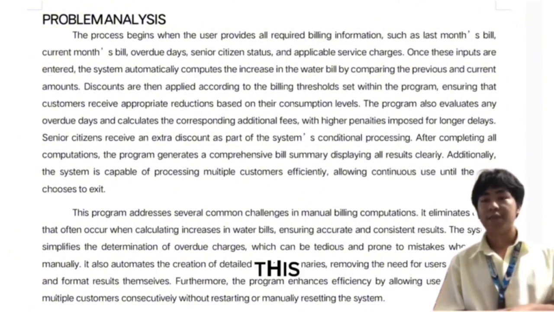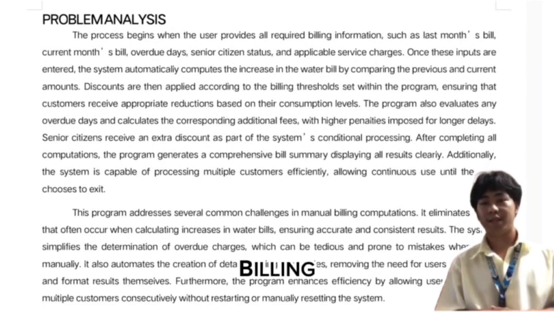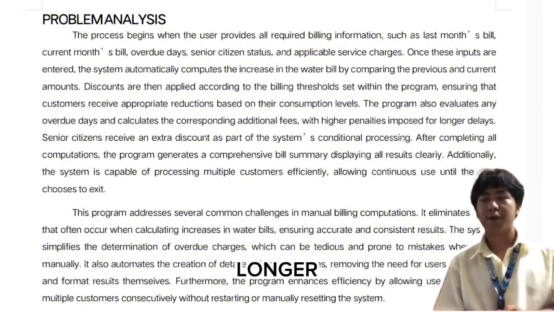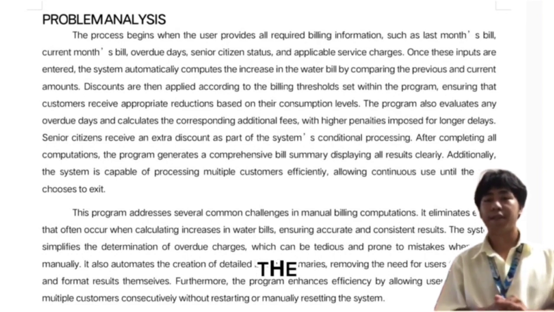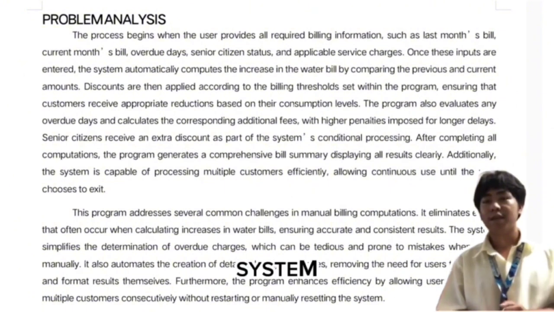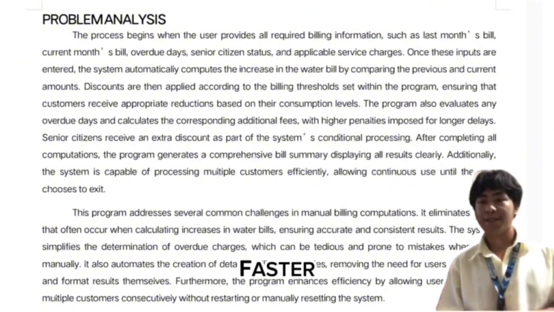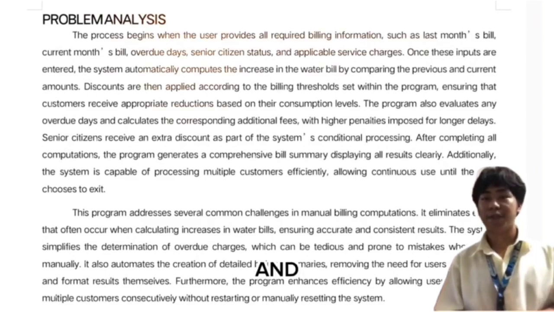Overall, this program solves several common issues in manual billing. It removes the possibility of miscalculations in increases, discounts, and penalties. It also saves time since users no longer need to compute or format the bill by hand. With automated summaries and continuous processing, the system makes water bill computation more accurate, faster, and easier for both user and consumer.